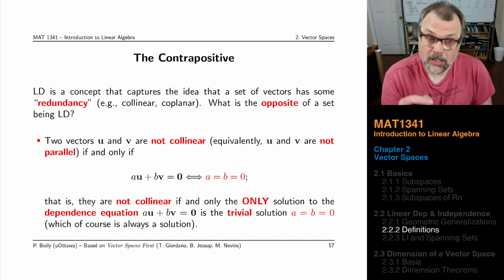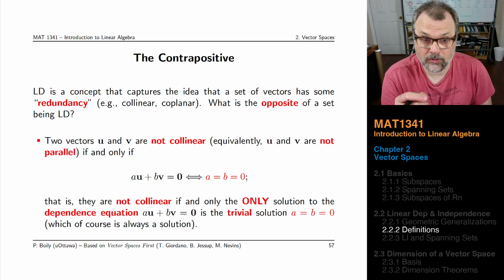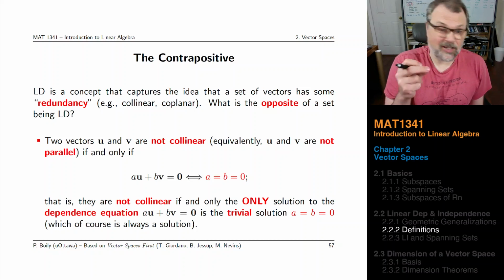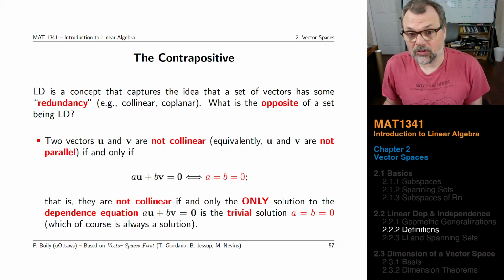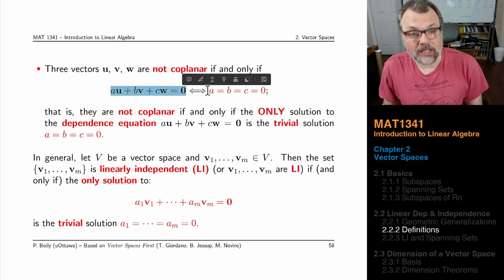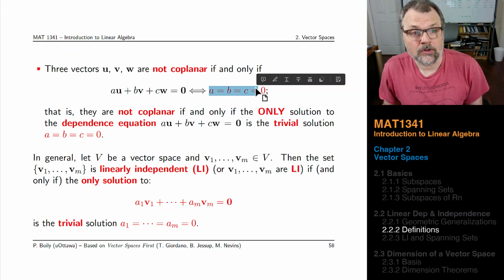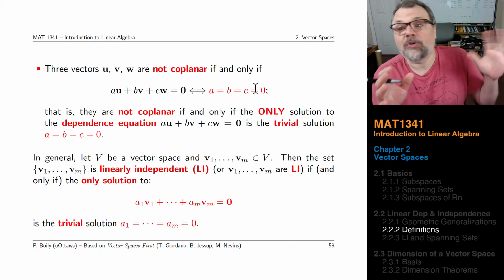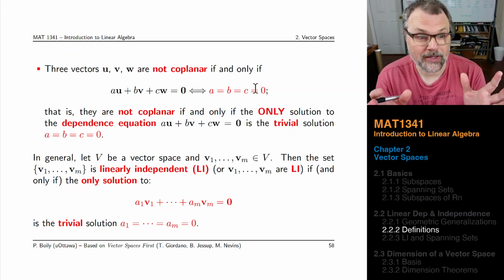So they're not collinear if and only if the only solution to the dependence equation is the trivial solution. The trivial solution is always a solution, but it's the only one you can have. Then you would say that the vectors are not collinear. For coplanarity, the dependence equation being equal to 0 if and only if each of the coefficients is 0. Well, that's the coplanarity interpretation of linear independence, right?